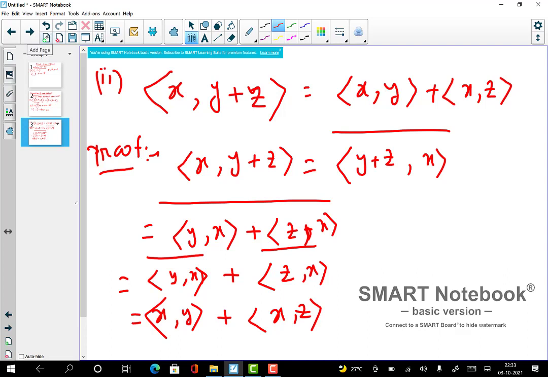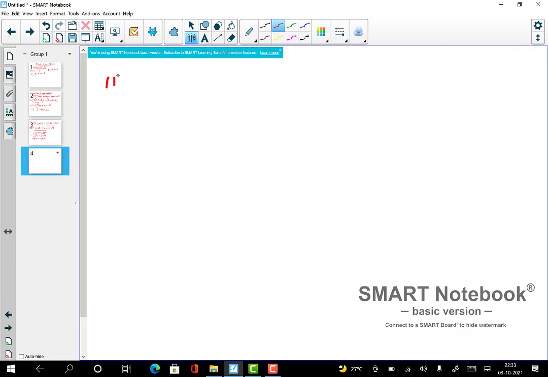Now the natural question you can ask: what about scalar multiplication? That means you multiply a scalar in the second argument.